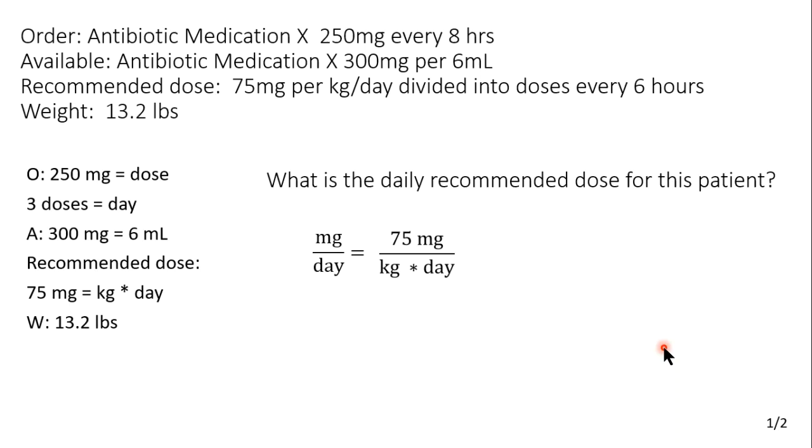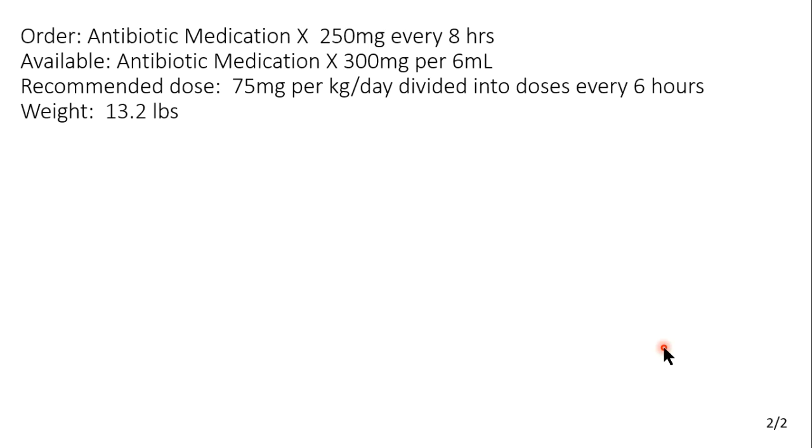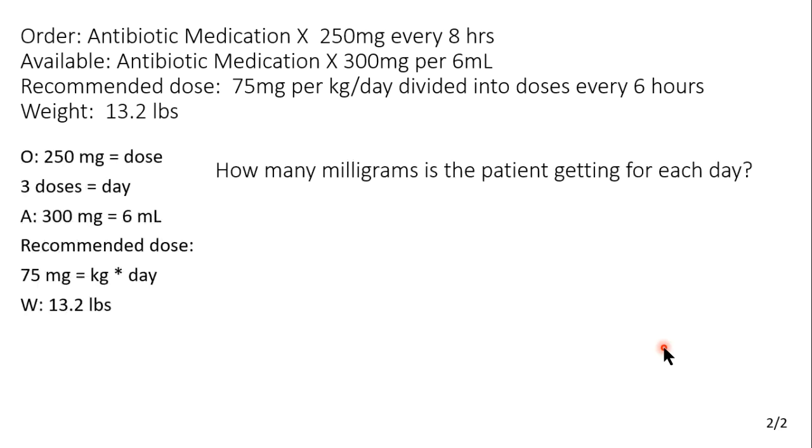But the weight, we have it in terms of pounds. So we just multiply times the conversion ratio, 1 kilogram over 2.2 pounds times 13.2 pounds over 1. We cross out the kilos and the pounds, which equals 75 times 13.2 divided by 2.2 gives us 450 milligrams per day. Now, second question. How many milligrams is the patient getting for each day?